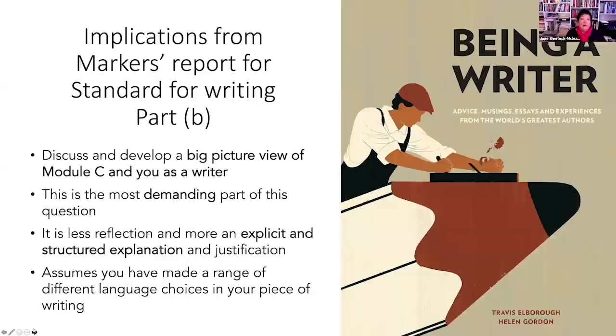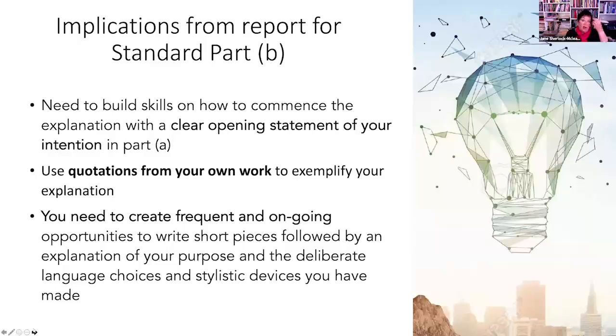So if we look at the implications, getting that big picture of you as a writer, I know that's very difficult because all the writers that we have in the Module C texts are highly experienced. And as an adolescent, you are still honing your skills. I think this is the most demanding part. It's got to be explicit and it's got to be structured. And of course, it does assume that you've actually used a range of writing skills.